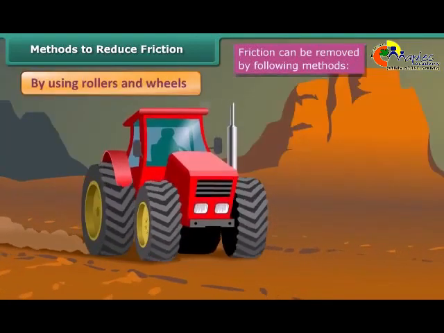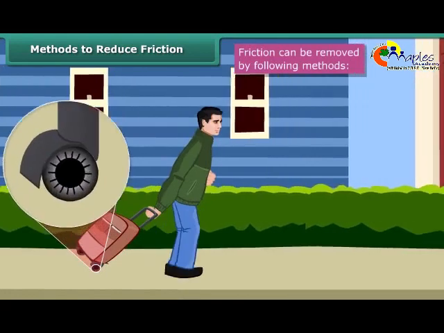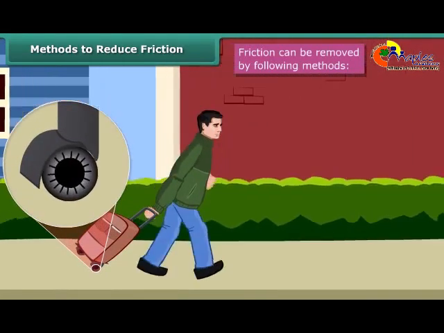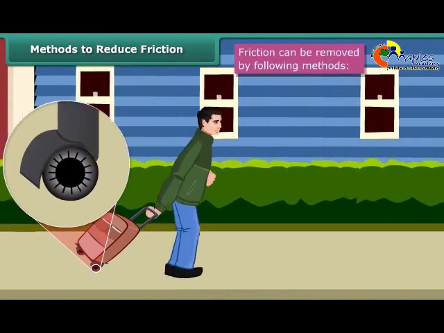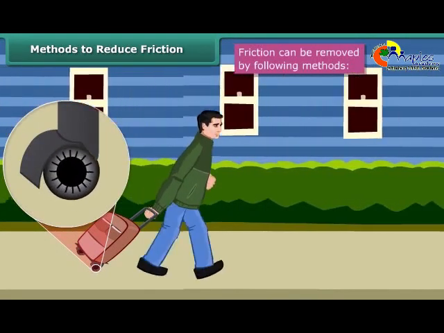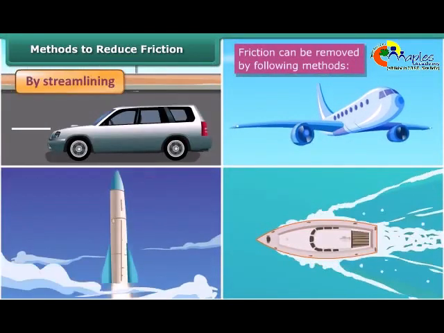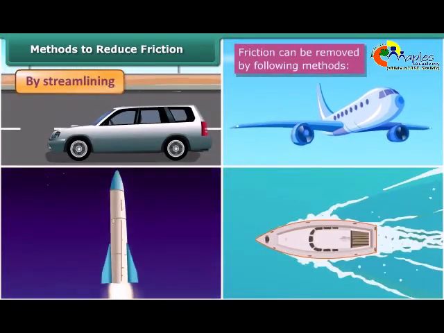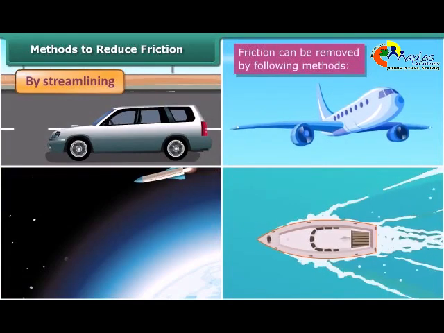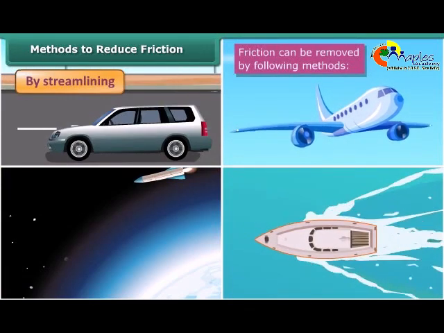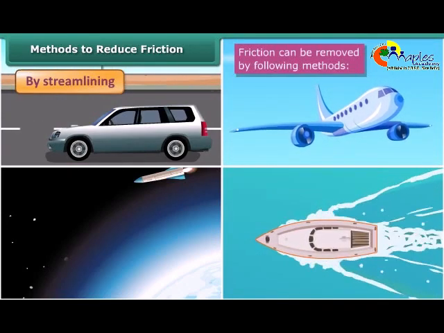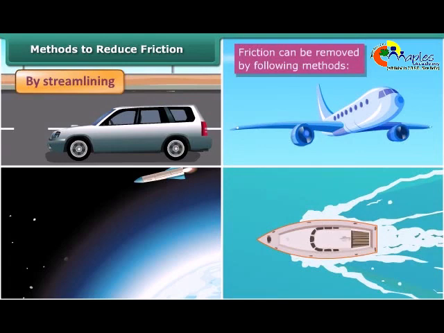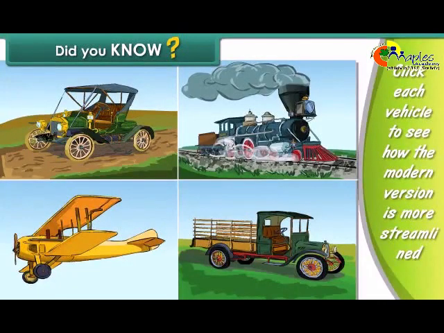By using rollers and wheels. Many heavy objects like big suitcases are provided with small wheels called rollers to reduce friction so that they can be carried easily by pulling. By streamlining. The bodies of cars, aeroplanes, and rockets are streamlined to reduce air friction. The bodies of boats and ships are also streamlined to reduce the friction of water. Click each vehicle to see how the modern version is more streamlined.